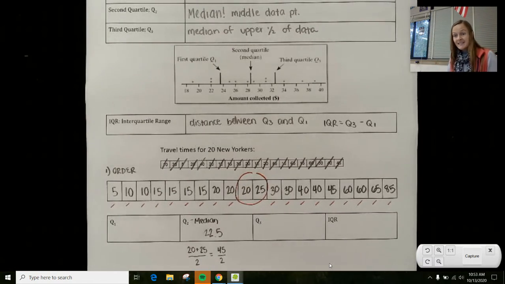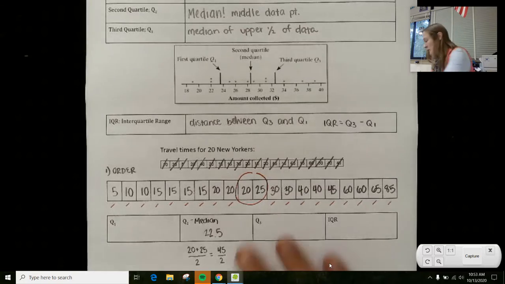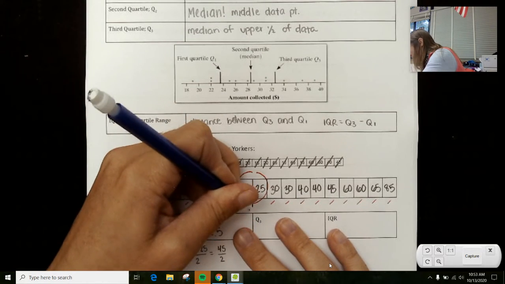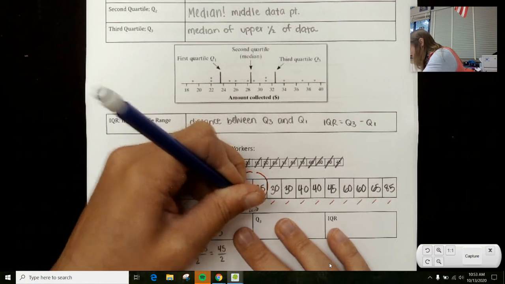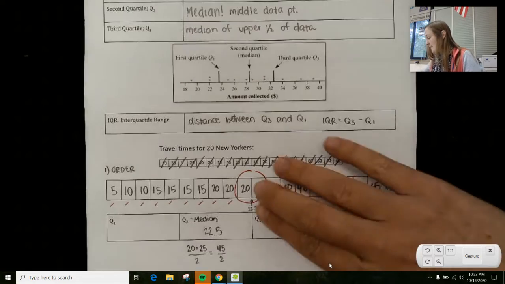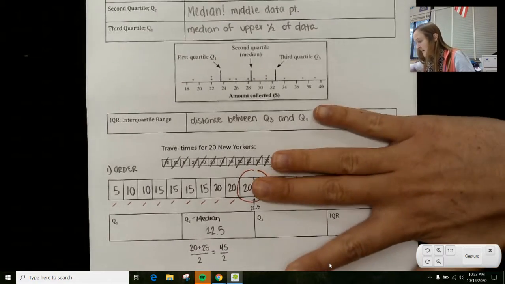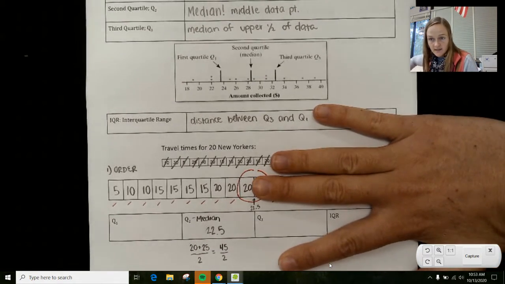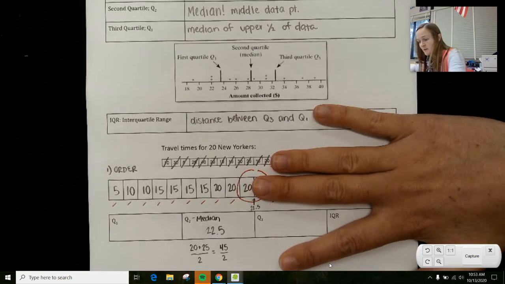So now, since my median was not one of the actual data points, whatever your median is, you don't include it when you start crossing off for your Q1 and your Q3. So 22.5 is right here. Now when I go to find my Q1 and my Q3, I'm basically going to pretend the other half of the data does not exist, and I'm going to cross off using that.